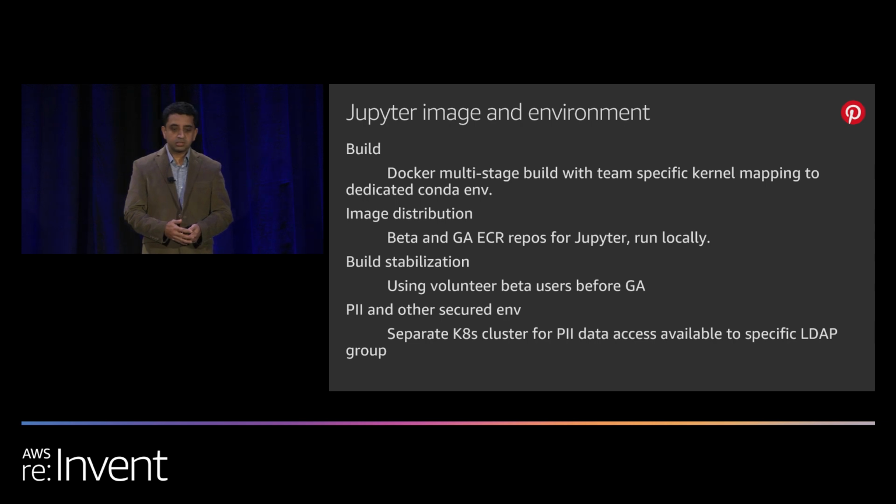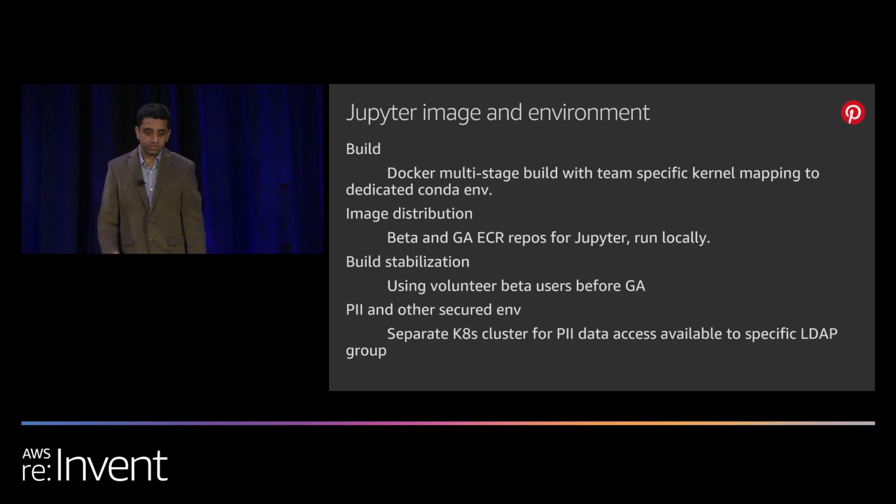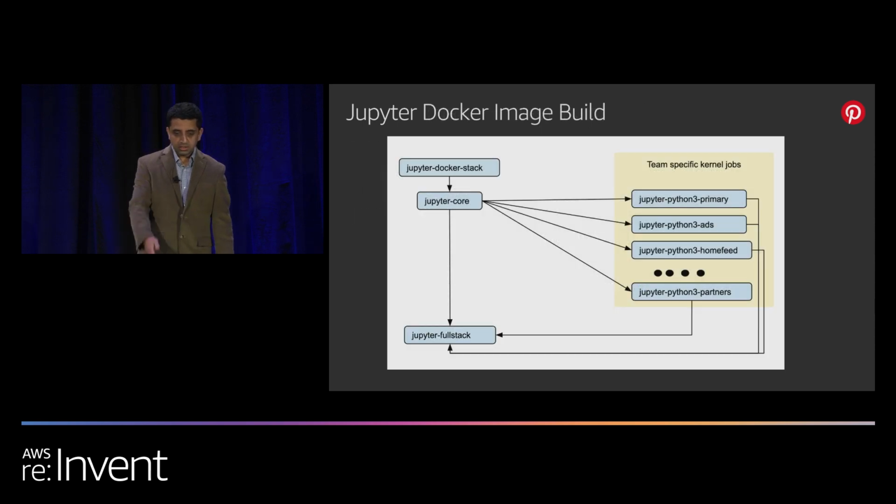The build stabilization, we are using a beta set of users. They have volunteered to look into our generated notebook image, and only when it is stable that we send it out for the general release. We have multiple environments. Obviously, one is for the PII, which is very much access controlled, and other secured environments that we are coming up with. So this is how the image build is done.